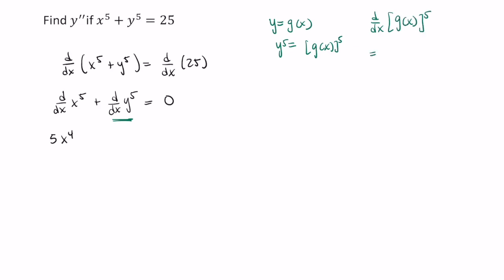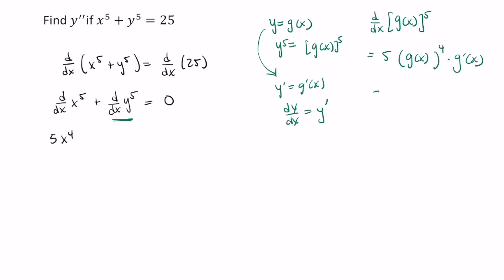you first start by finding the derivative of the outer function. So that's 5 times the inner function to the fourth power, and the inner function is g of x. And then we multiply by the derivative of the inner function, which is just g prime. So since y equals g of x, y prime is g prime of x, or we can just write dy over dx equals y prime. So this derivative here is 5y to the fourth times dy over dx. And again, that equals 0.